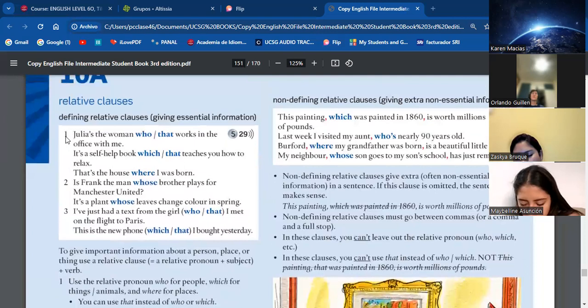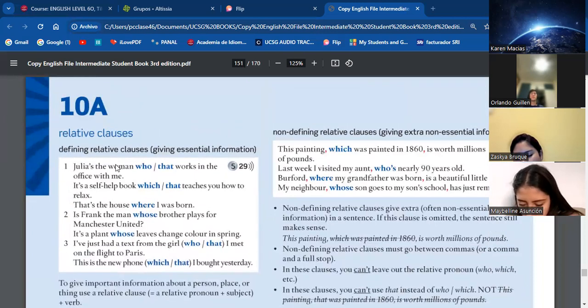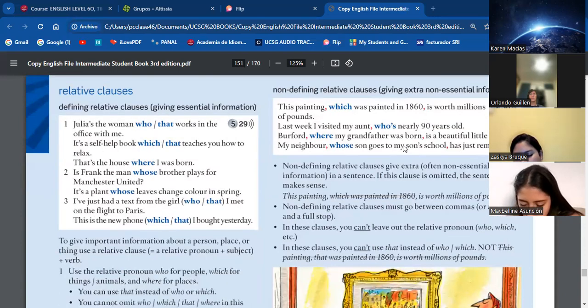Remember that in here, we are in the first type, defining relative clauses, so they give important information. But what else do we have? We have the second type that you have to the right: non-defining relative clauses. What are you doing in there? You give extra information, but that information is not important. It's not essential.